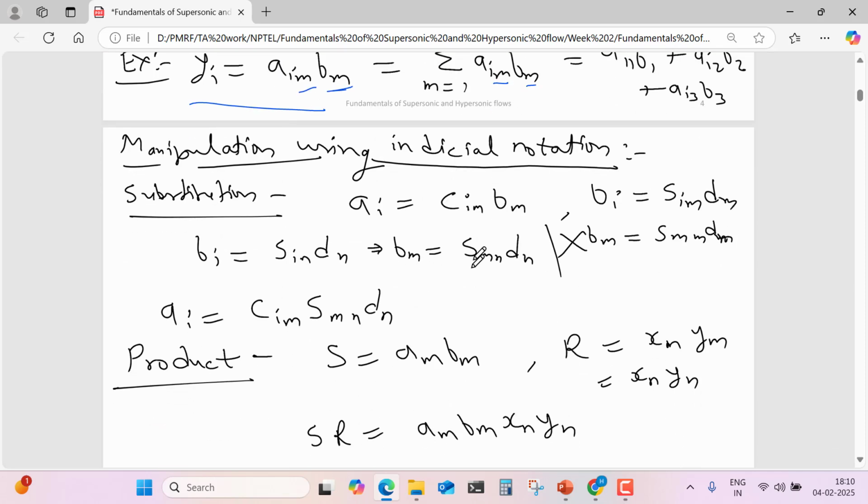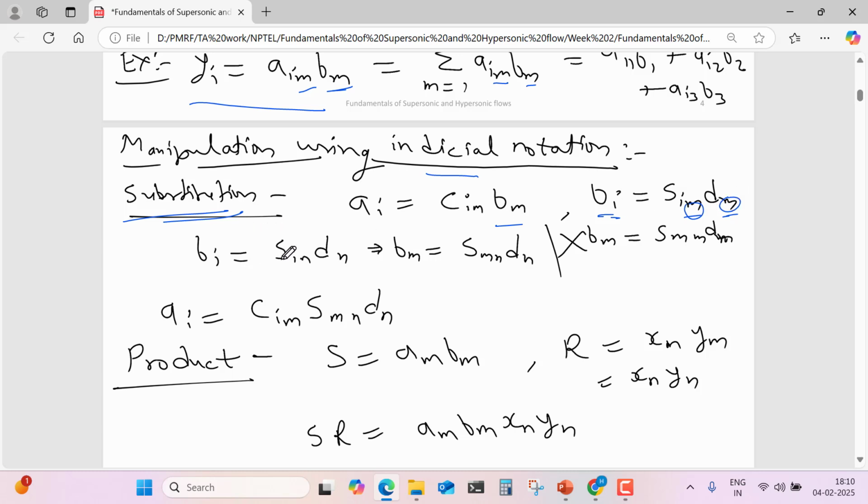How to manipulate using the indicial notation? First is the substitution. Let's say Ai is given by Cim Bm and Bi is given by Sim Dm. This B is the same, so only the indices are different. So we will substitute the indices. Now see that in Ai there is already an m present, so we cannot directly write this as Bm equal to Smm Dm. First we have to change this m index to some other index.